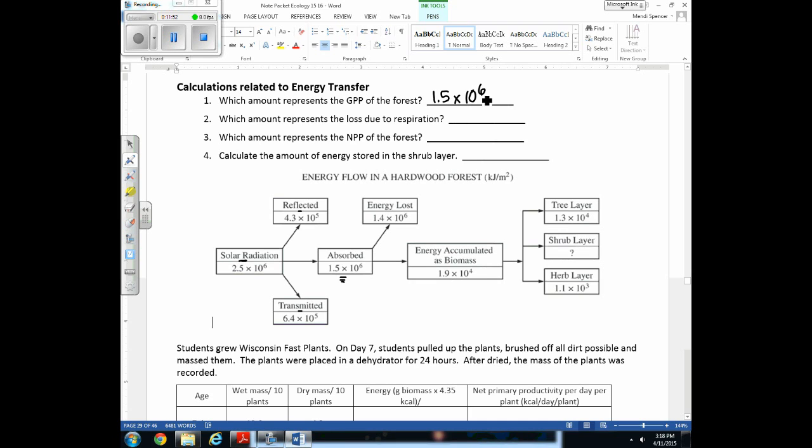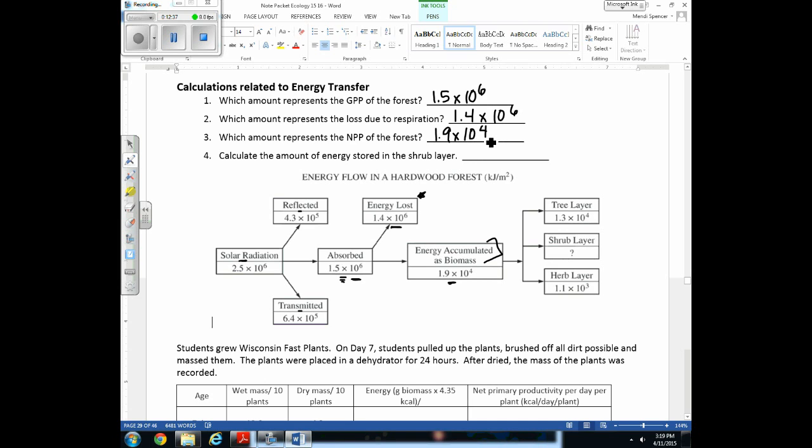Which amount represents the loss due to respiration? So we know plants are going to convert some of those organic molecules that they made in photosynthesis to ATP, and that energy is going to be used. So this represents the amount of energy that's lost due to respiration, 1.4 times 10 to the 6th. It says which amount represents the net primary productivity of the forest. So this is the total going in. This is the amount that's lost due to respiration. So this is the amount of energy that's left over that's going to be stored as organic molecules in the plants, or you can say that that energy is accumulated in the biomass. So that's the answer to number 3, 1.9 times 10 to the 4th.